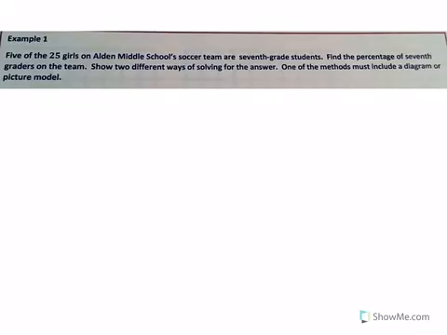Okay, example 1 says 5 of the 25 girls on Alden Middle School soccer team are 7th grade students. Find the percentage of 7th graders on the team. Show 2 different ways of solving for the answer. One of the methods must include a diagram or picture. So we've got to answer the question, 5 out of 25, what's the percentage? And 2, we've got to show 2 different ways, including a diagram or picture. Okay, well, let's jump into this.